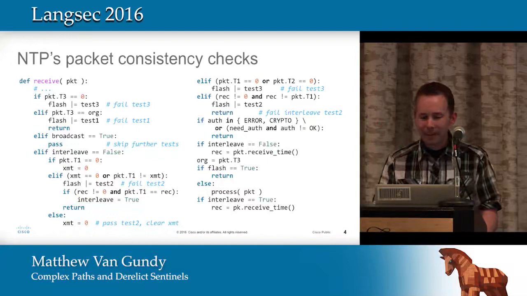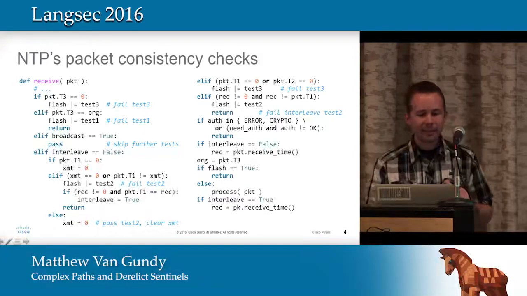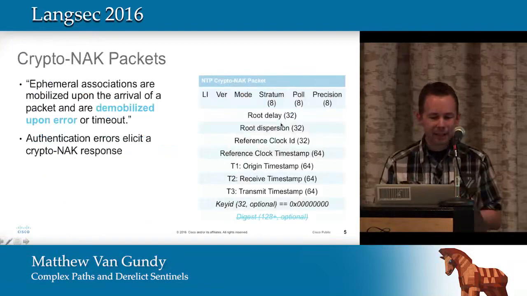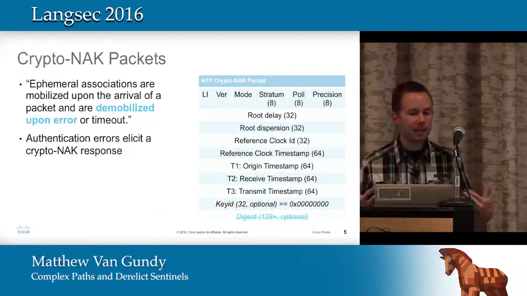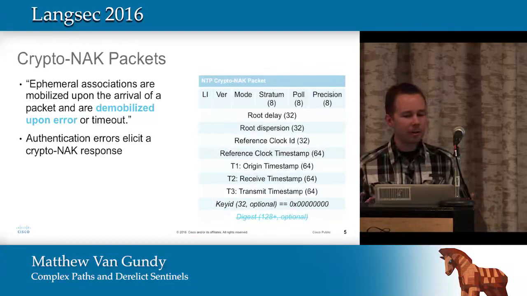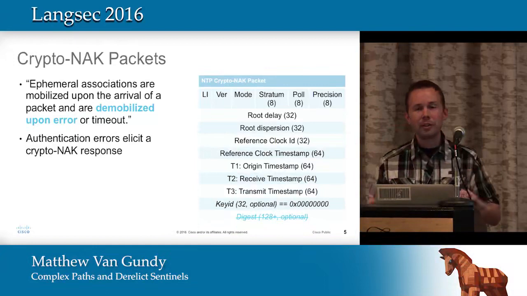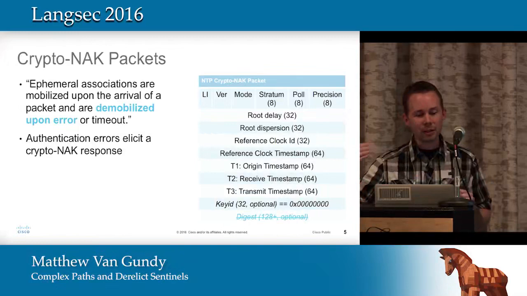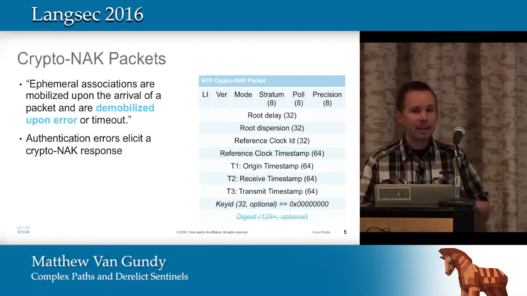Sure. So if you notice here, an interesting decision to me is that they have this curious value of the authentication variable, crypto. This actually comes from the RFC in a sense. It says ephemeral associations are mobilized upon the arrival of a packet and are demobilized upon error or timeout. An ephemeral association means that when an NTP gets a packet from a machine that it doesn't recognize, it has the potential to set up a new association and synchronize time with that system.